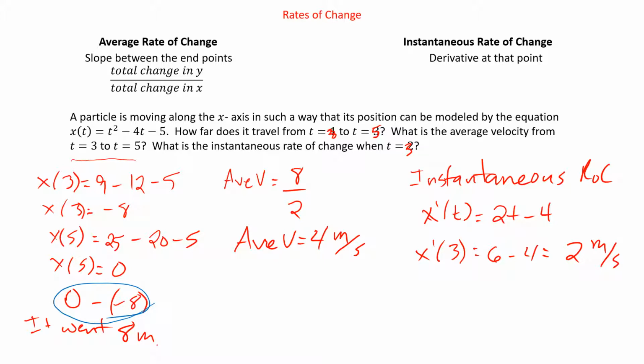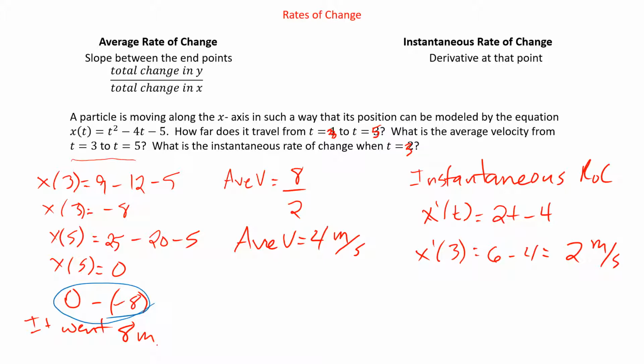So that's velocity, it's directional. Speed is the absolute value of velocity. Speed is just how fast is it going. It doesn't matter what direction it's going, how fast is it going. So speed is the absolute value of velocity.